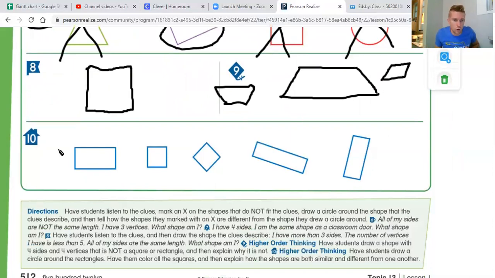You are going to draw a circle around the rectangles. Draw a circle around the rectangles on this picture. And then I want you to color in the squares. Draw a circle around the rectangles and color all the squares.